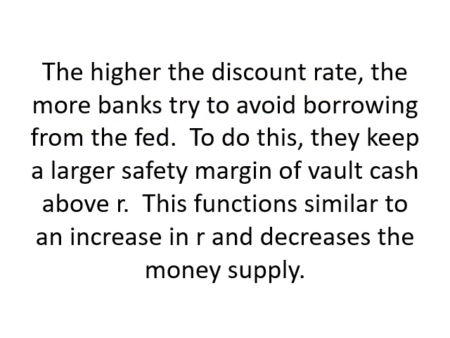Now, the higher the discount rate is that banks are going to have to pay, the more the banks will try to avoid borrowing from the Fed. Now, how do you avoid borrowing from the Fed? You avoid borrowing from the Fed by not falling below R. And how do you avoid falling below R? You keep a safety margin. If the Fed has set R at 18%, you don't loan out the max, so your vault cash is exactly at 18%. Because if that's true, you're in danger. If one big borrower doesn't repay on time, you've fallen below R, you have to borrow from the Fed.